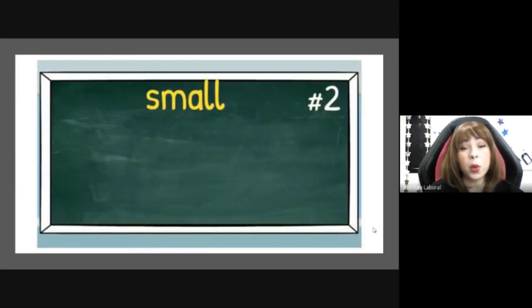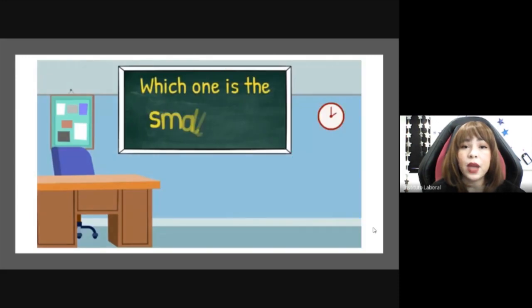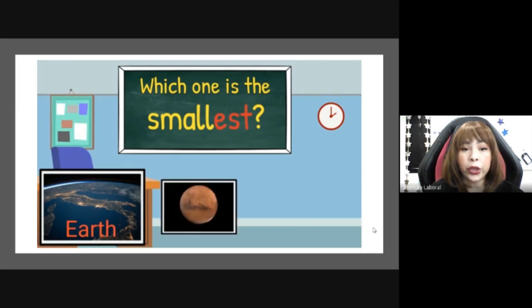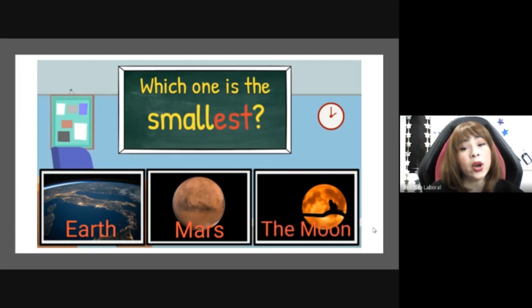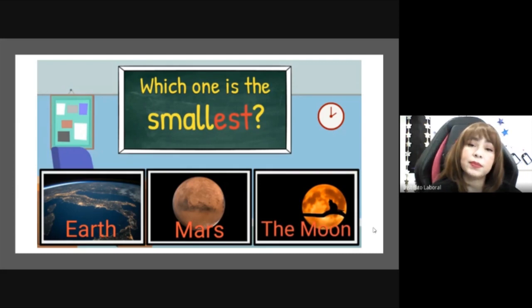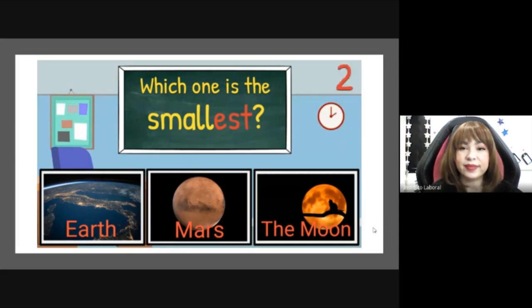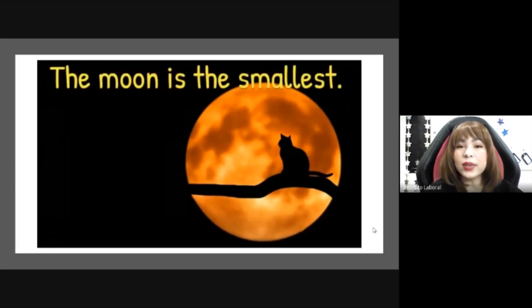Number 2, small. Smaller, the smallest. Which one is the smallest? Earth, Mars, or the moon? Think quickly. Correct. The moon is the smallest.